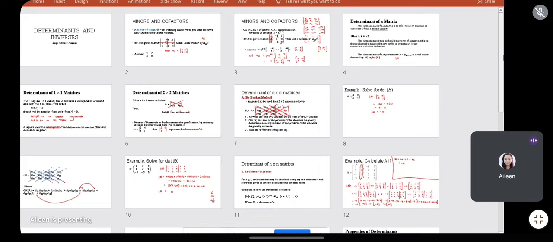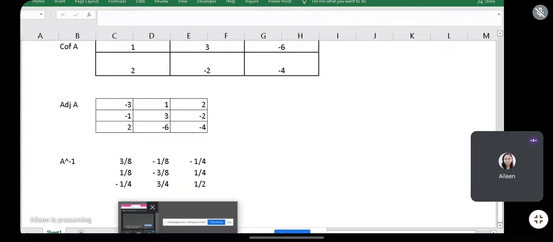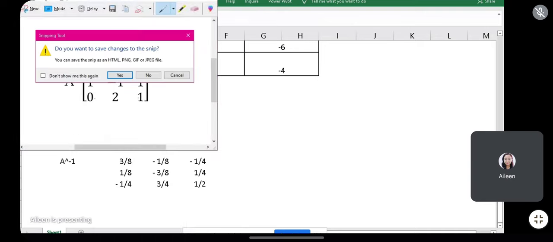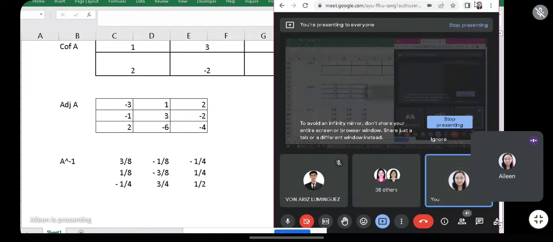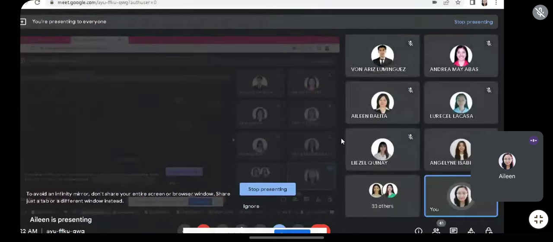Ibig sabihin, reciprocal, ano ba pag sinabi nating reciprocal? That will become, for example, you have 1. So, reciprocal nun ay 1 pa din. Pagka 2, ano reciprocal ng 2? That is 1/2. Ano? Yan.